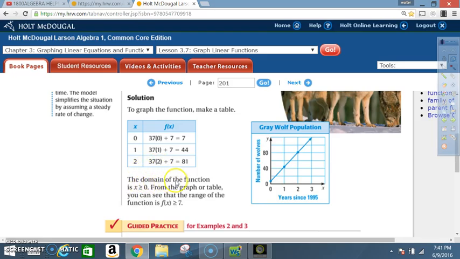So, the domain of the function is x is greater than or equal to 0. From the graph or table, you can see that the range of the function is f of x is greater than or equal to 7. That's easy to see because right there, that's your lowest value. So it has to be there and up. And for the years, it started at 0, so it has to be there and up.